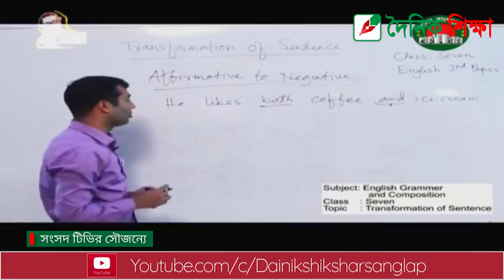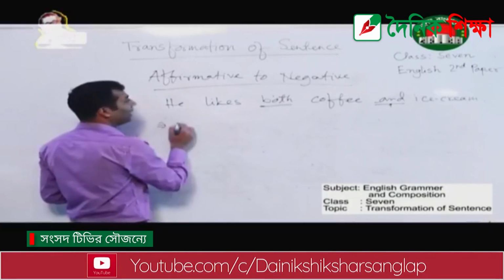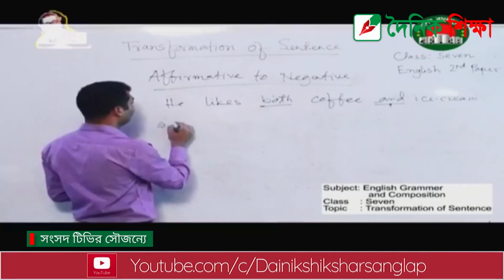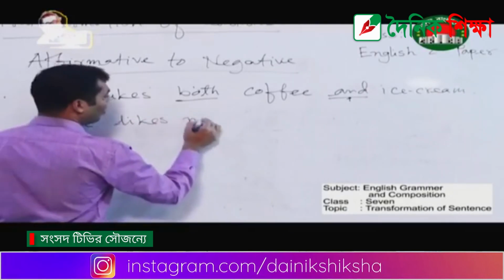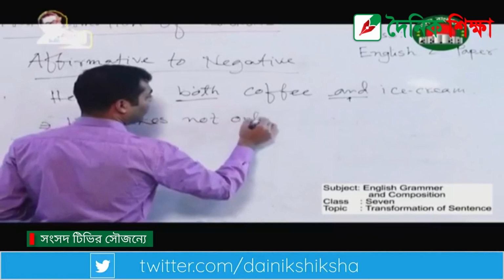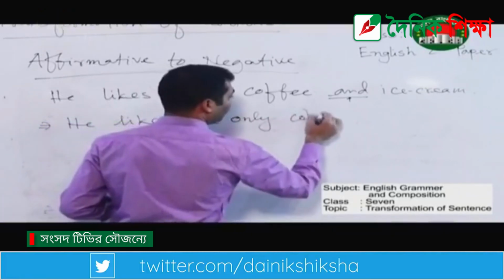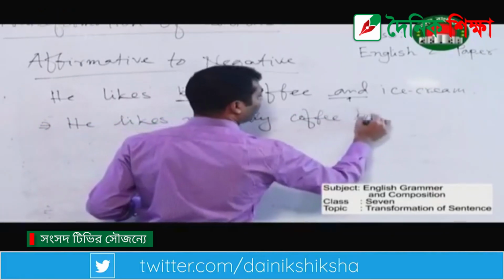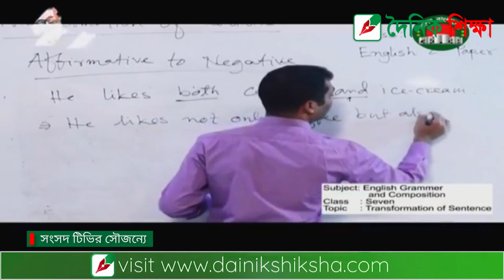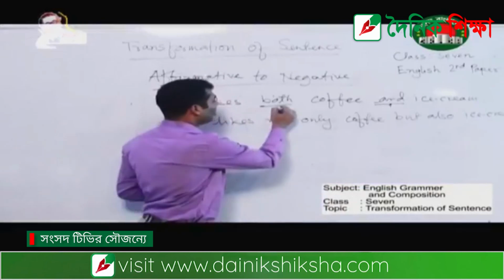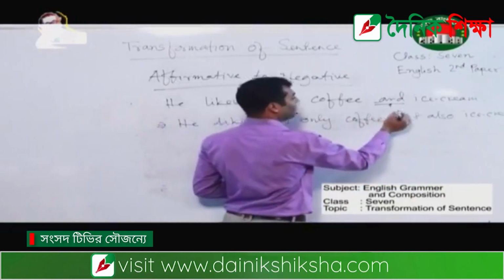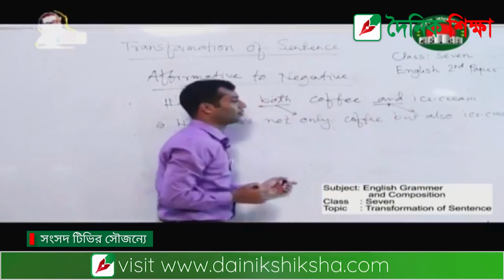So, it will be he likes not only coffee but also ice cream. This both will be not only and and will be but also. So, it will be a negative sentence.